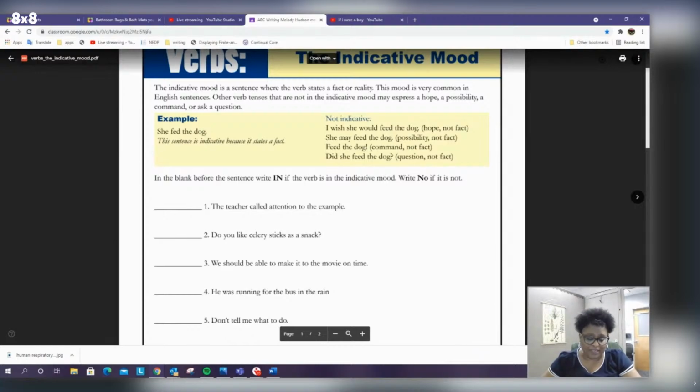Number 4. He was running for the bus in the rain. So he was running for the bus. That's a fact, right? So yes, that's indicative. And so now I'm going to do one more. I know I said I was only doing 3, but number 5, don't tell me what to do. That's a command. It's not an instance of describing something that is happening or has happened. And that's it. It's very simple. Remember, we're just talking about something that has happened, that is a fact.